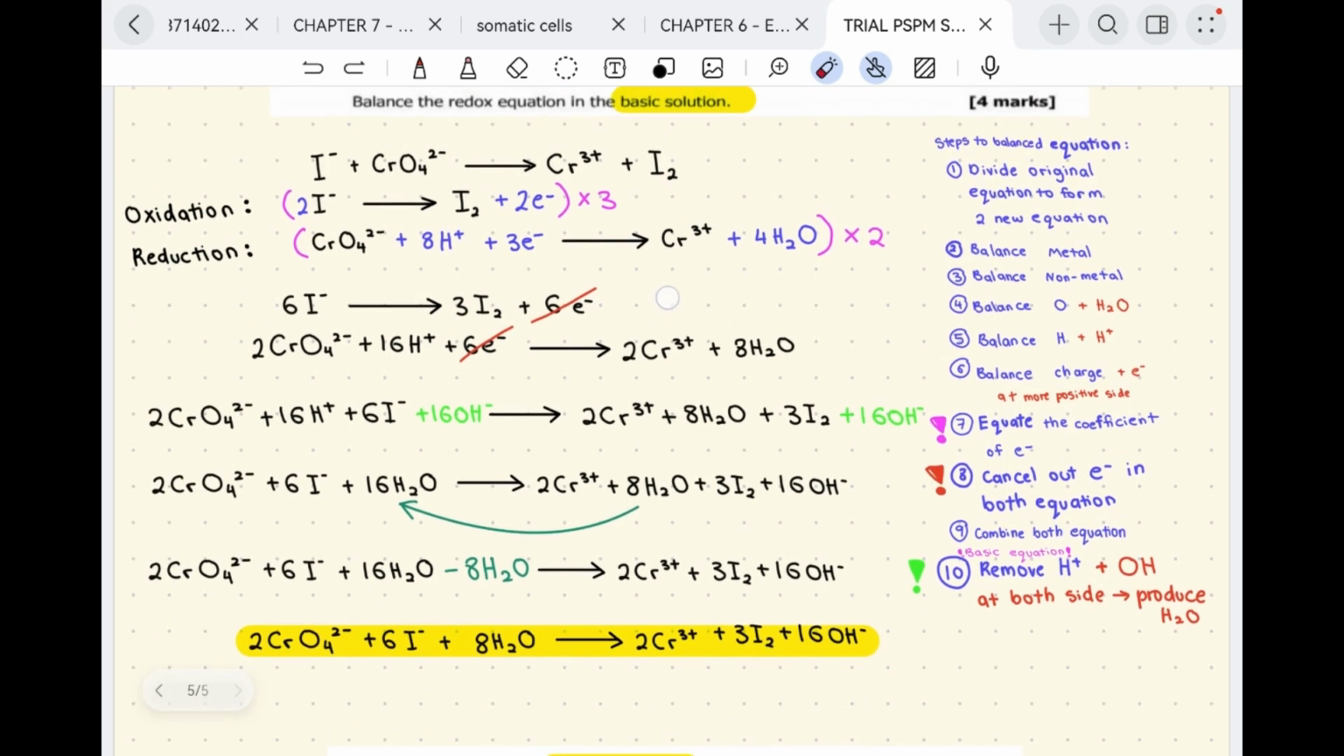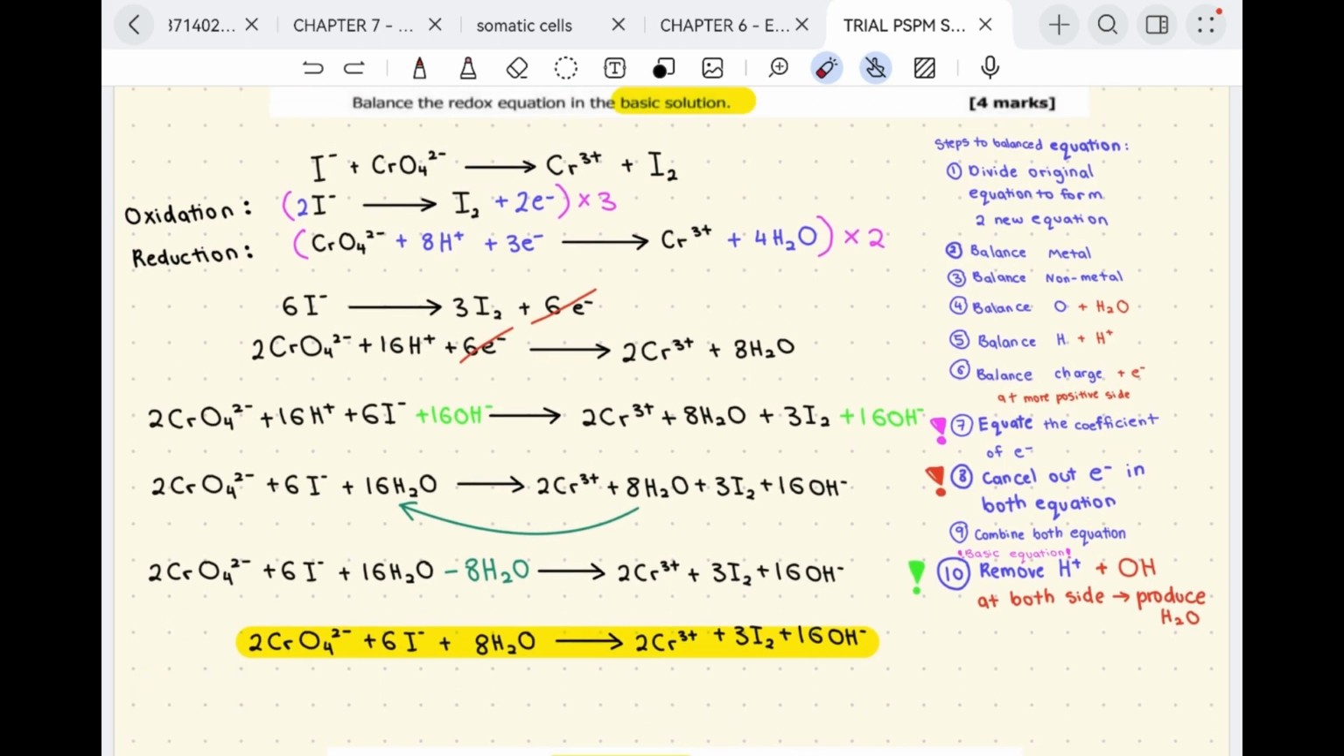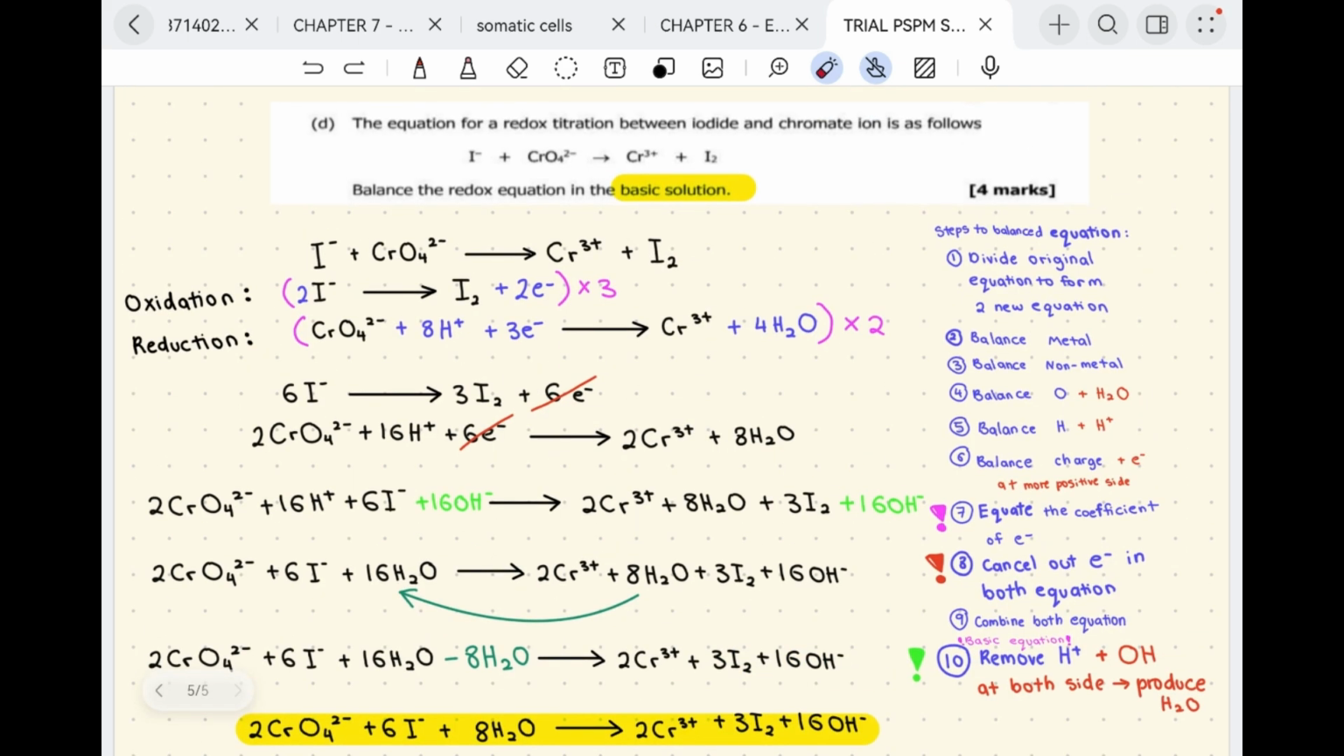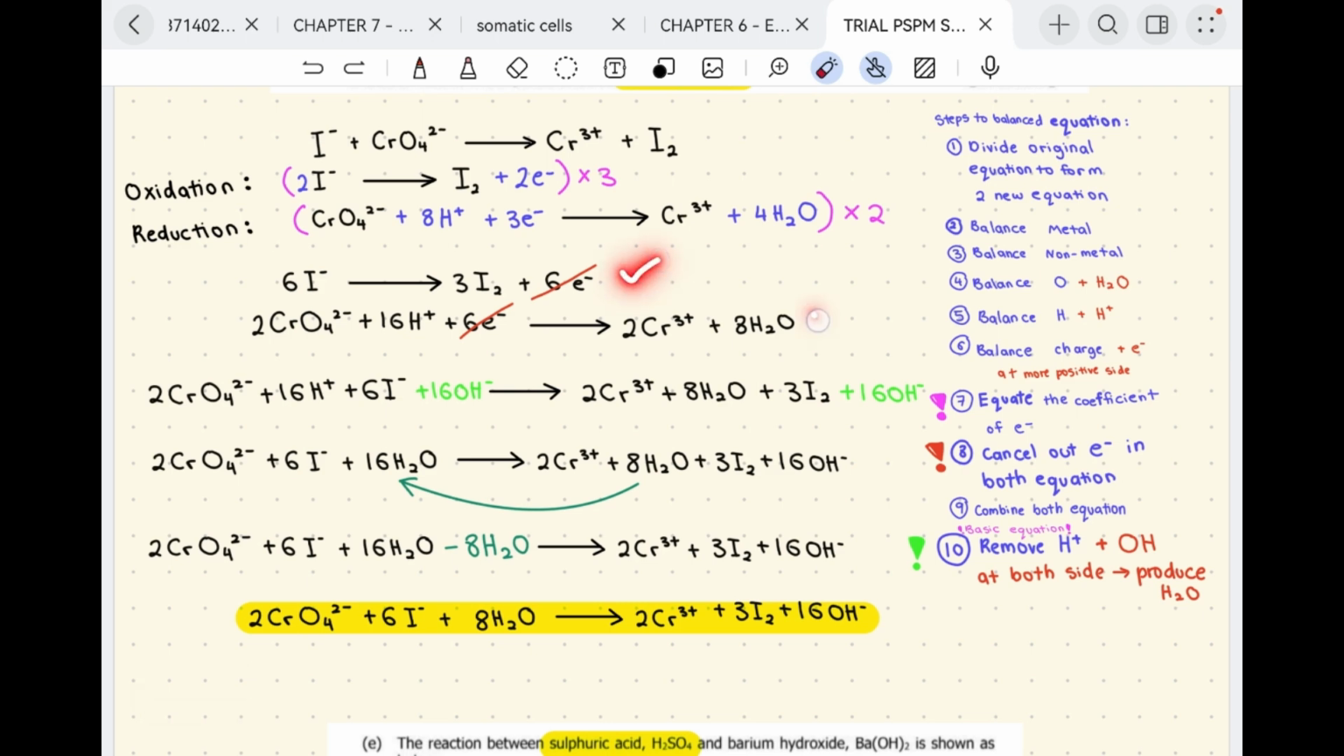Okay. After we balance both of the chemical reactions, we need to equate the coefficient of electrons, because in the first equation we have 2 electrons, but in the second equation we have 3 electrons. So we need to equate the number of electrons in both equations in order to cancel them out later. So how to equate the number? We just cross multiply, because the first equation has 2 electrons and the second equation has 3 electrons involved. So we just cross multiply the first equation by 3 and the second equation by 2. So after we do the multiplication, we get the new equations.